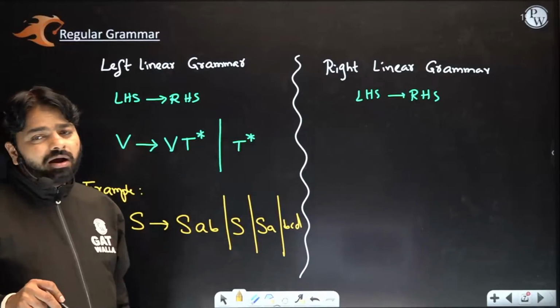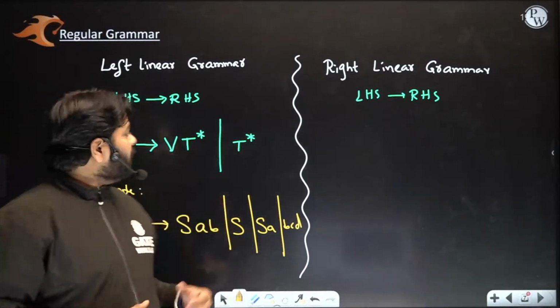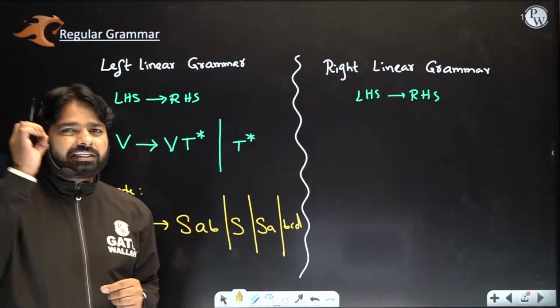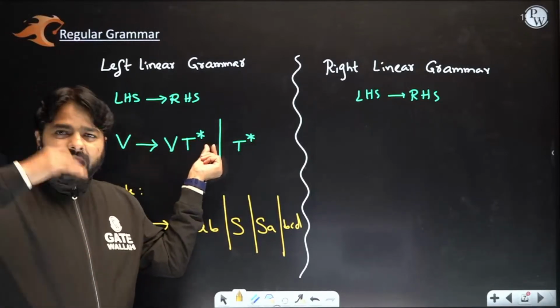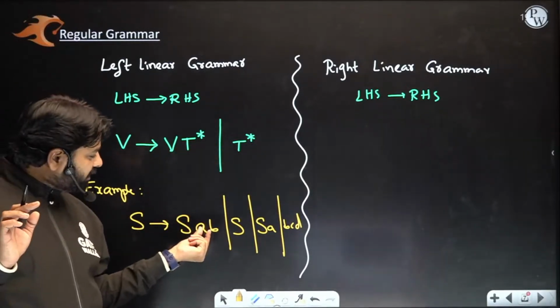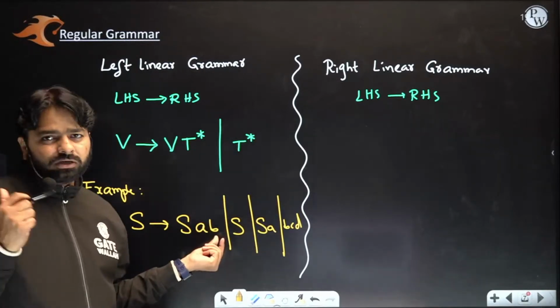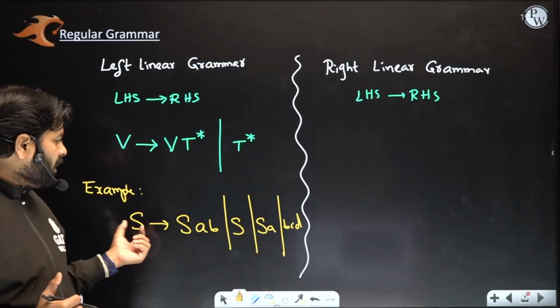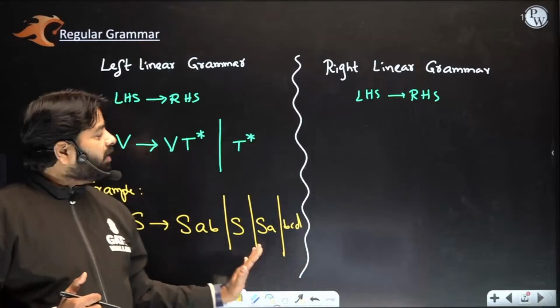So this T star means any sequence of terminals. VT star means exactly one non-terminal followed by any sequence of terminals. So the sequence could be 0, 1 or 2, that depends on your formation. Now this is one of the examples for left linear grammar.